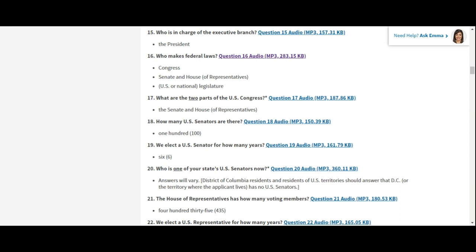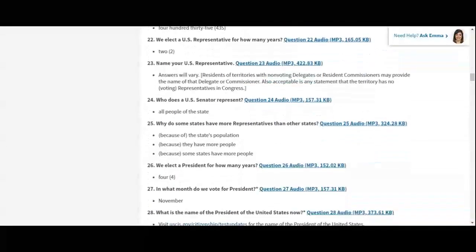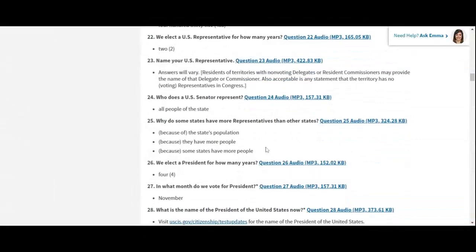The House of Representatives has how many voting members? 435. We elect a US representative for how many years? For 2 years.